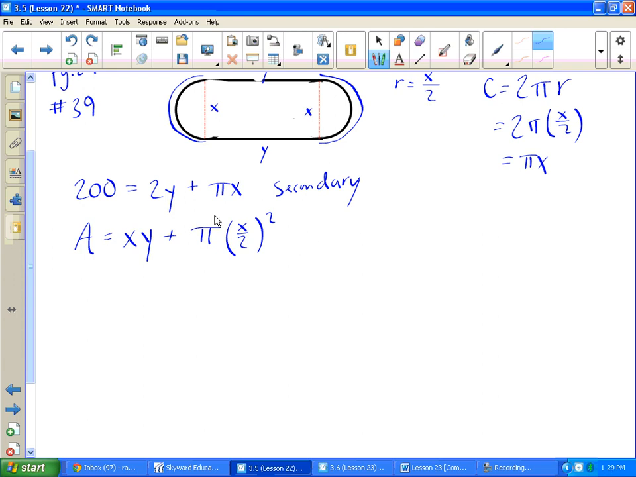So then here I'm going to solve this for y to plug into there. Okay, so I have area is x times y plus pi over 4, that's going to be the 2 squared, x squared. I just pulled the number piece out front of there. And then here we can solve for x or y. I'm going to solve for y so I don't have so much to plug in. So if I solve my secondary equation for y equals, I would subtract the pi x and divide by 2. So I have 200 minus pi x over 2.